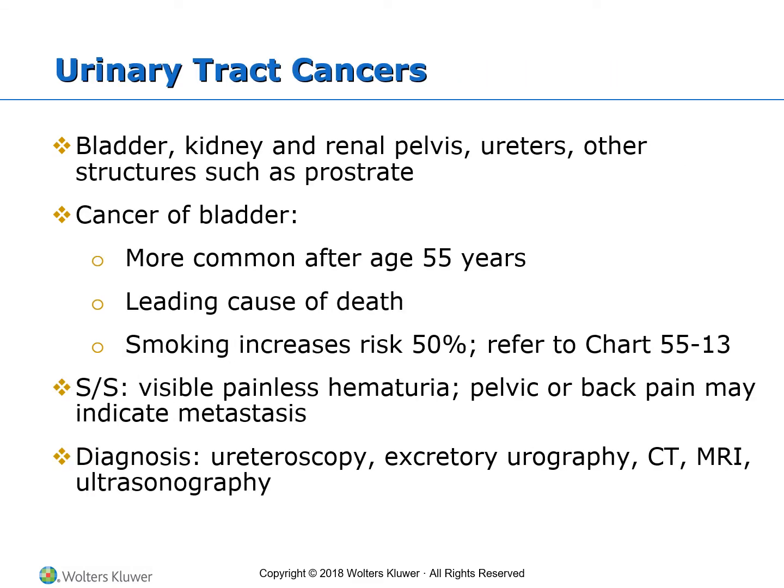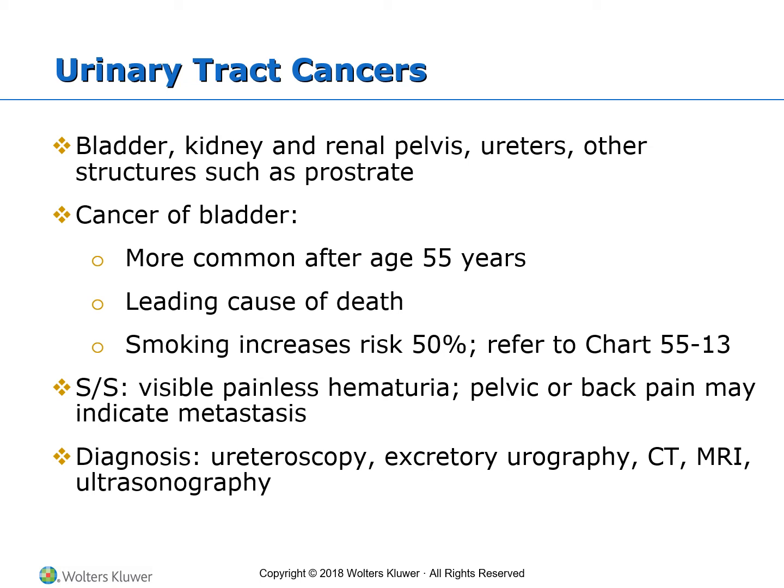Urinary tract cancers can happen in the kidney, the bladder, the renal pelvis, the ureters, or the prostate, which actually is around the urethra for males. Treatment depends on the type of cancer, the progression, where it's at, and what types of signs and symptoms they're having. Generally, they have painless hematuria. They can have pelvic or back pain if it is metastasis or if the cancer has progressed to the later stages, but generally in earlier stages it's painless.